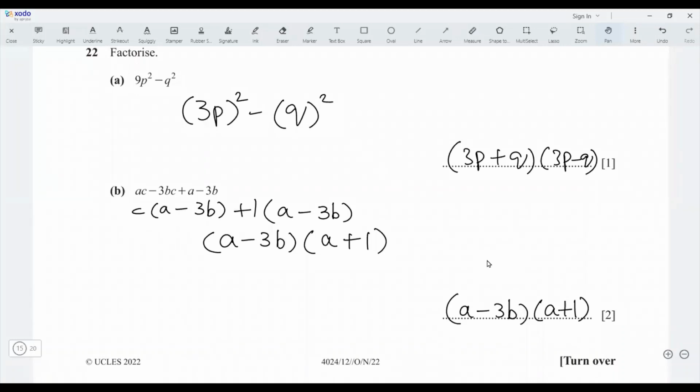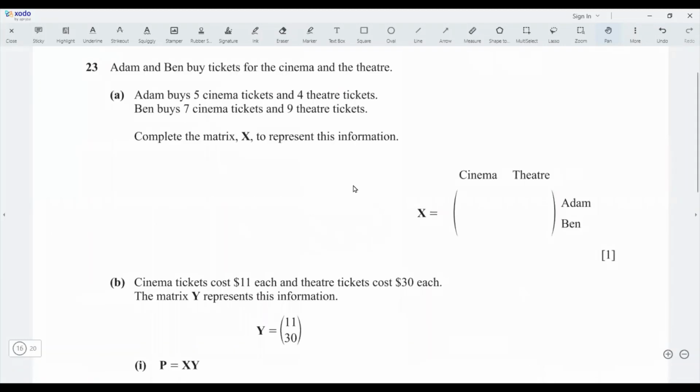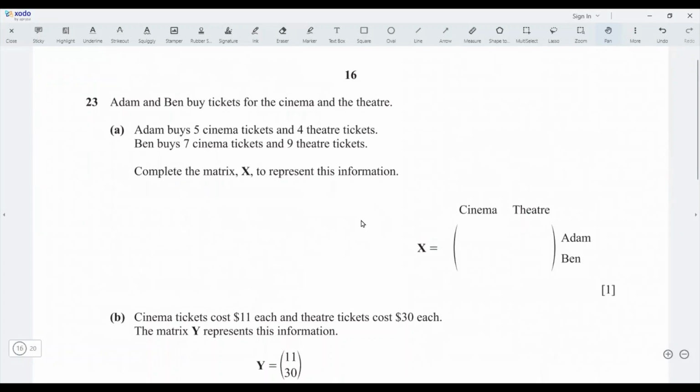I'm moving ahead to the next question. It is a matrix question. These are basically statement type questions that usually occur in exams. Adam and Ben buy tickets for the cinema and the theater. Adam buys 5 cinema tickets and 4 theater tickets, and Ben buys 7 cinema tickets and 9 theater tickets.